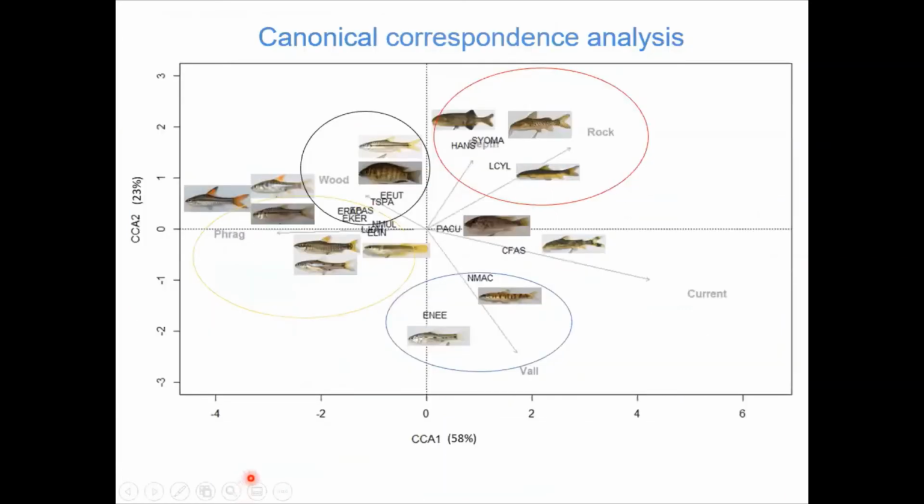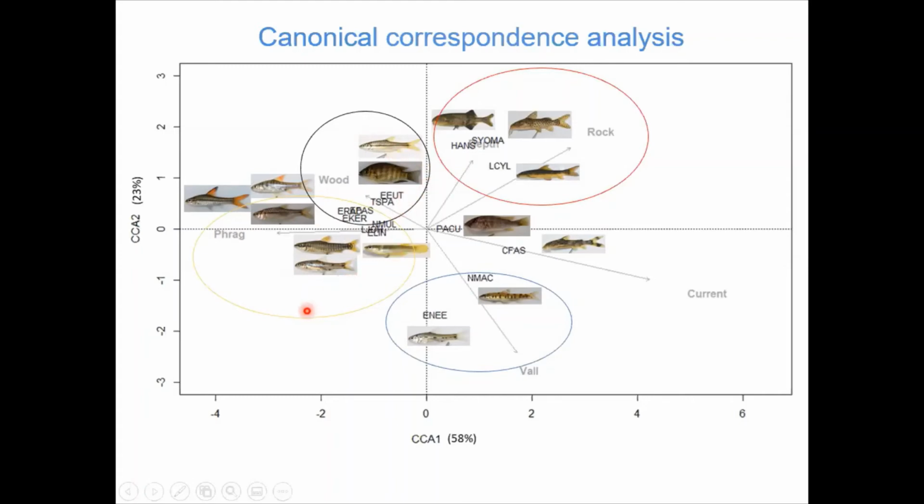If we look at the results of the canonical correspondence analysis, the first 2 axes explained 81% of the data. We can see a large number of species grouped towards the woody habitats and Phragmites. We had Tilapia sparrmanii and Enteromius eutaenia grouped strongly with woody habitats.